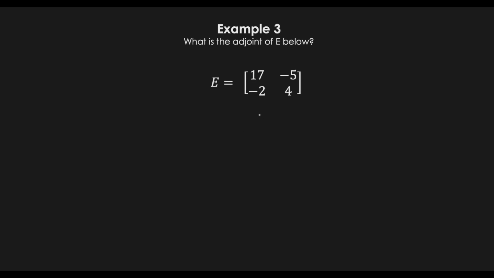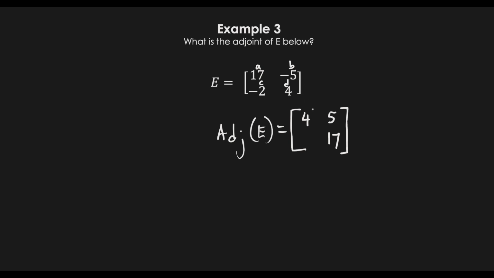So here we are again. We are trying to figure out the adjoint of E. We know these letters again, a, b, c, d. For the adjoint of E, what we will do is swap the 17 and the 4. Remember, we always swap the a and d. So the 4 would come here where the a was and the 17 would go here, regardless of whatever sign it was. However, when it comes to the b and the c, we keep them, but we change the sign. In this case, we have -5, which will turn to +5, and we have -2, which will turn to +2. So our adjoint for E is this.